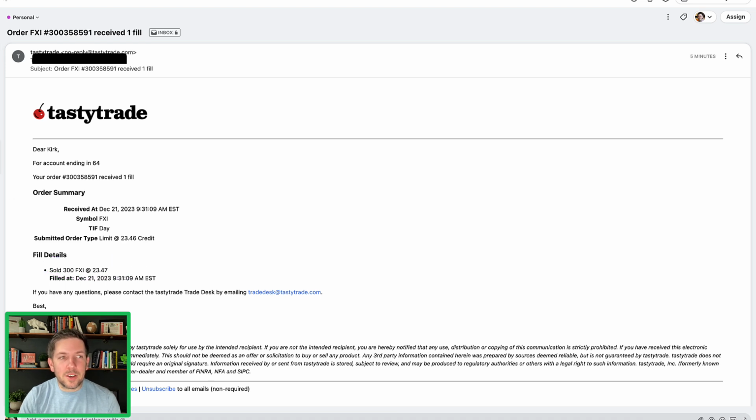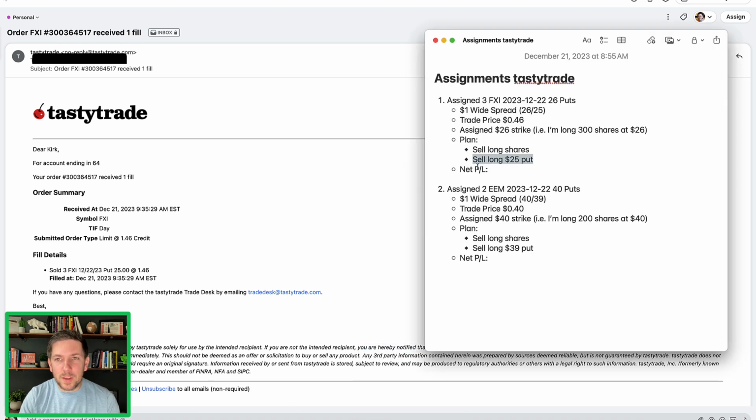So the combination of the FXI shares and the FXI contract here basically does what we wanted to do for this part of the plan, which is the long shares to be sold back, and we sold out of our long put option. Now the next part, which we already did, was the EEM position. We sold out of our long shares, and then we sold back our 39 strike put option.